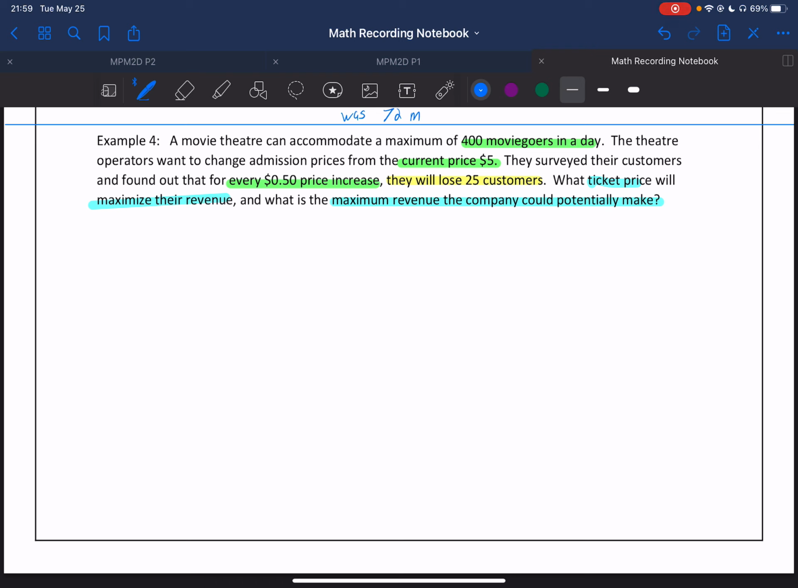So our first thing to note is that we need to discuss what our change is. In this case, we're going to notice that every time we increase the price by 50 cents, we're going to lose customers. So our independent variable is how many times we increase the price. And we're going to let x represent that. So let x represent the number of 50-cent price increases.